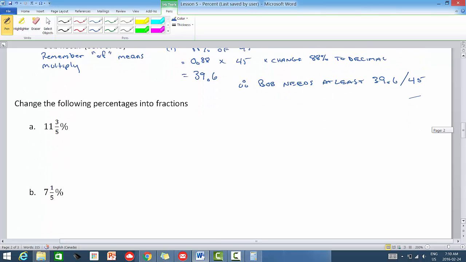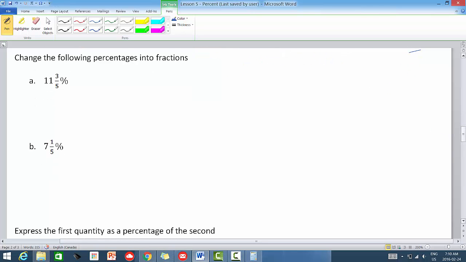Okay, moving on. Change the following percentages into fractions: 11 and 3/5%, 7 and 1/5%. The first thing we're going to do, you see this 11 means 11%, or if we change it into a number, it ends up being 0.11.